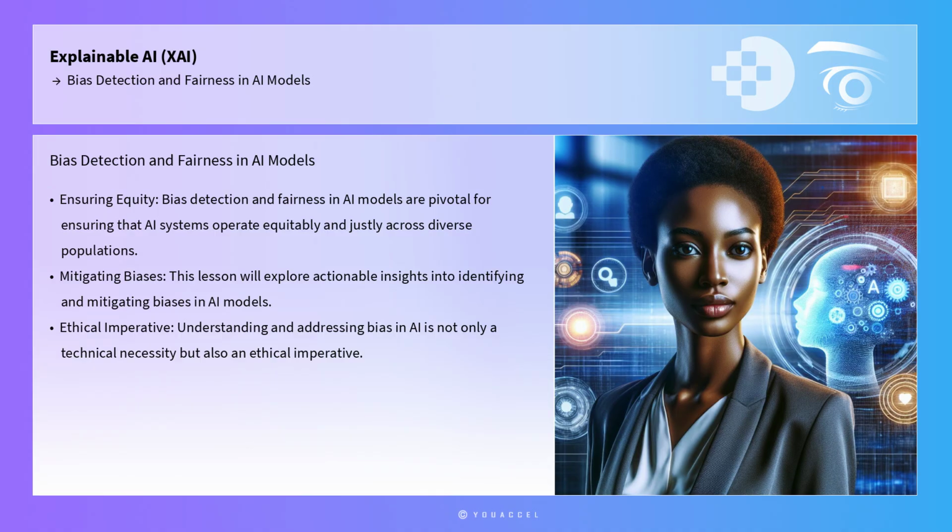Bias detection and fairness in AI models are pivotal for ensuring that AI systems operate equitably and justly across diverse populations. This lesson will explore actionable insights into identifying and mitigating biases in AI models, employing practical tools, frameworks, and step-by-step applications. Understanding and addressing bias in AI is not only a technical necessity, but also an ethical imperative, as AI systems increasingly influence decision-making in areas like healthcare, criminal justice, and employment.